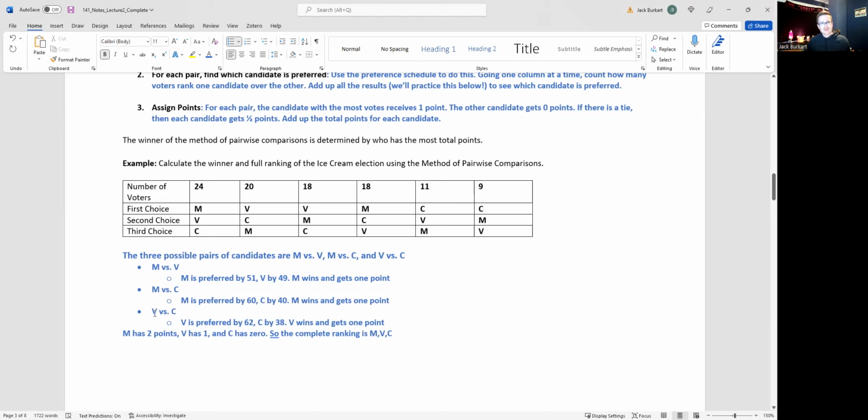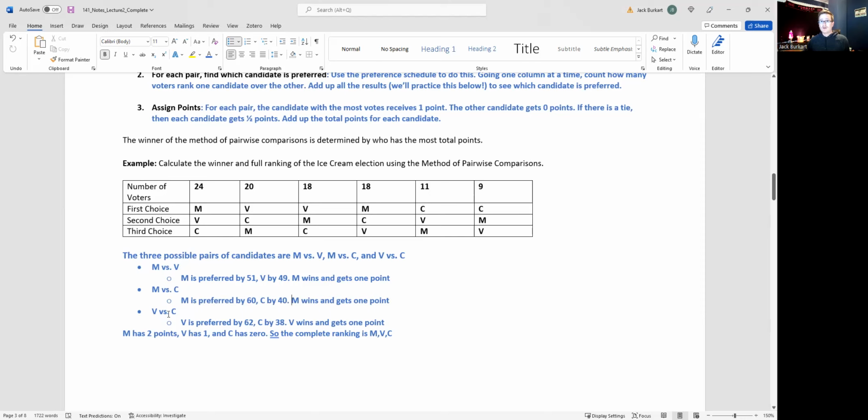And then the last pair we consider is vanilla versus salted caramel. In this case, we can count just by going through: vanilla is preferred here, vanilla is preferred in this column, vanilla is preferred in this column. We see that vanilla is preferred by 62 of the voters and salted caramel is preferred by 38 of the voters. So that means vanilla wins in this head-to-head and gets 1 point.